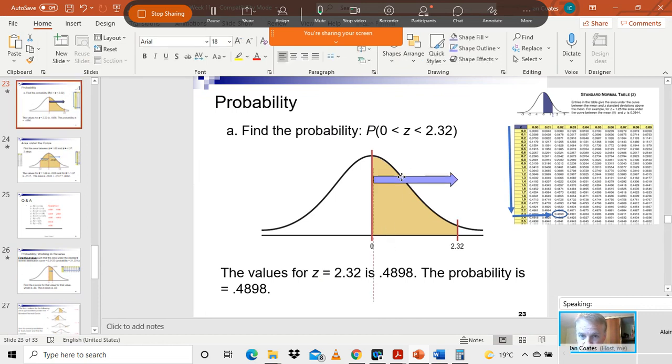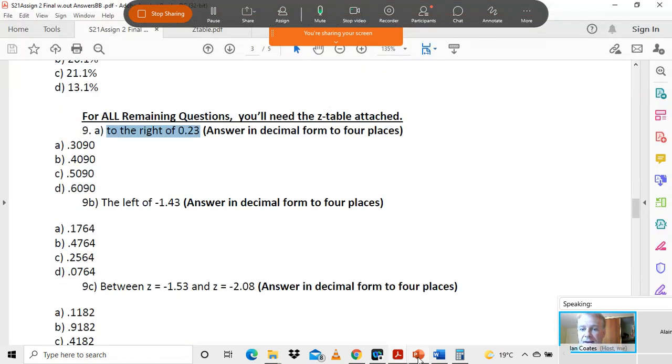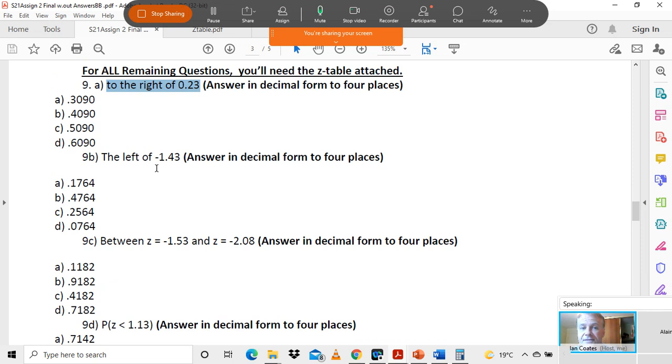So you would be looking for everything over this way. So how do you do it? It's exactly the same way as what we just did right here. I've given you the Z value. You just go to your table, find your probability. This one here, to the left of negative 1.43 standard deviations. So draw it. There's your mean. Negative 1.43 would be here, so you're looking for everything to the left of it.